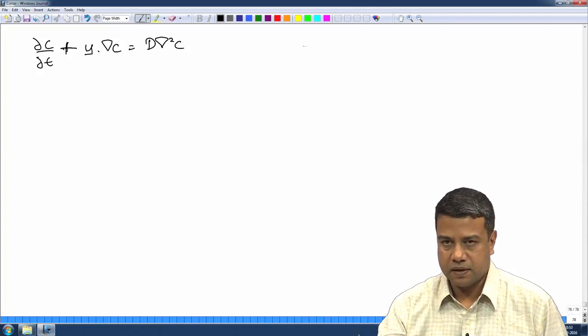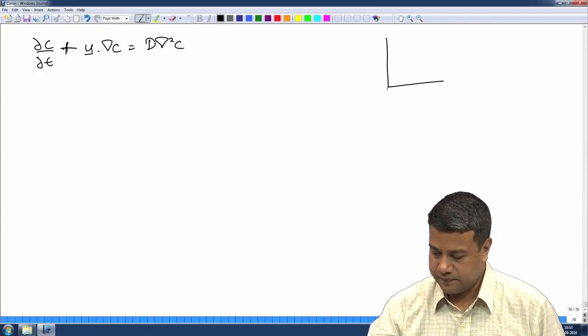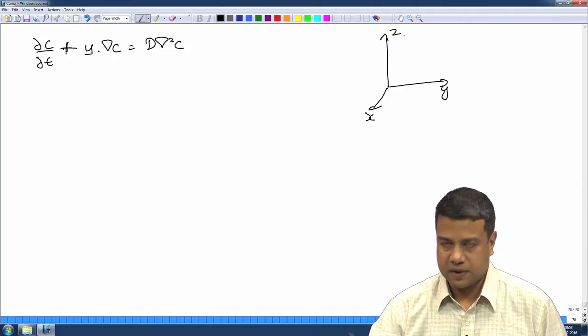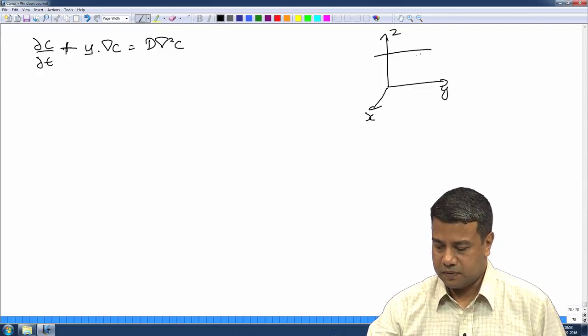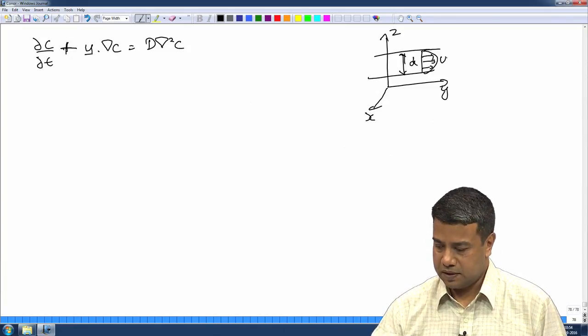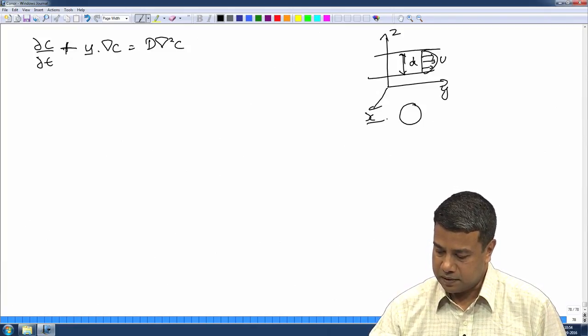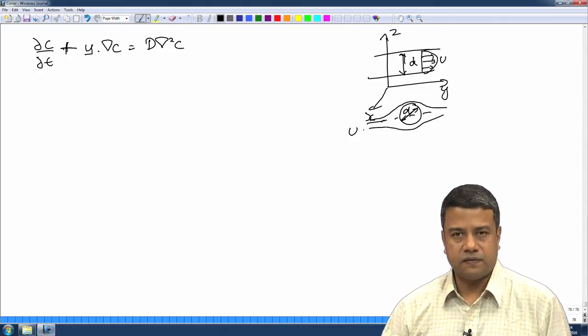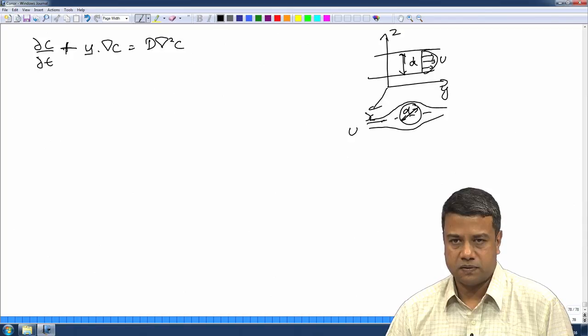And if I have some configuration, such as for example, the flow through a pipe of some diameter d, with some average velocity u, or the flow past a spherical particle, or some other particle. The characteristic dimension in this case is the particle diameter d, and the free stream velocity far from the particle has some velocity u.